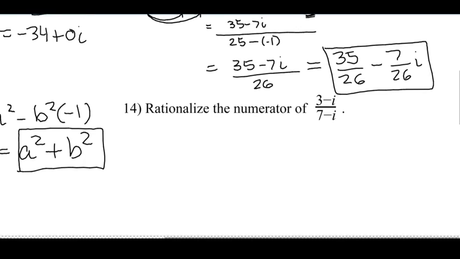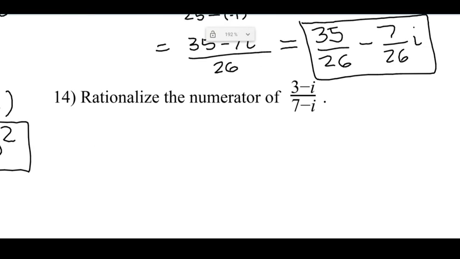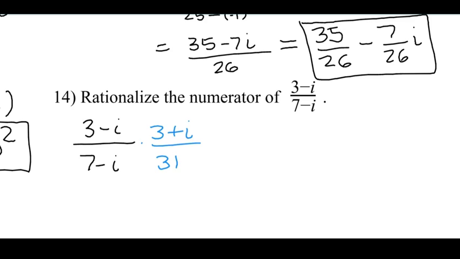We are going to rationalize the numerator this time. So whatever you were told to rationalize, that's what you're going to multiply by the conjugate of. So this time we are rationalizing the numerator. So we are going to multiply by 3 plus i, top and bottom, because that is the conjugate of our numerator. Okay, and then we are going to have to actually FOIL out both the top and bottom on this example. So let's walk through that real quick.